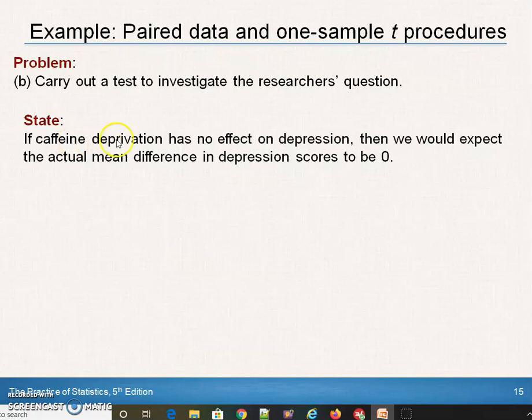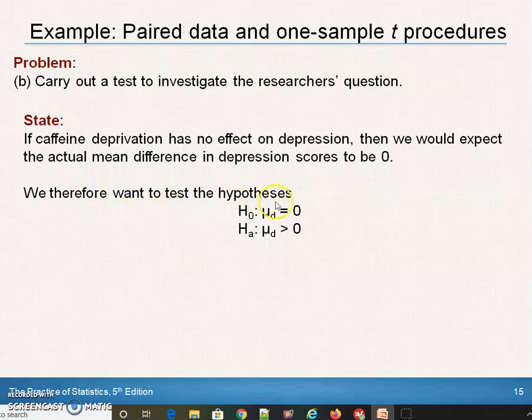If caffeine deprivation has no effect on depression, then we would expect the actual mean difference in the depression to be 0. We subtract the before and after. The placebo minus the caffeine should be 0. So we have the null hypothesis: the mean difference, mu sub d, would be 0.